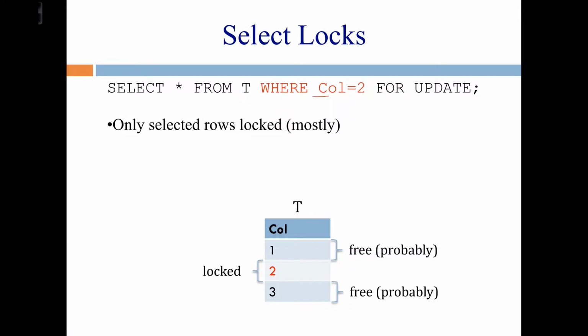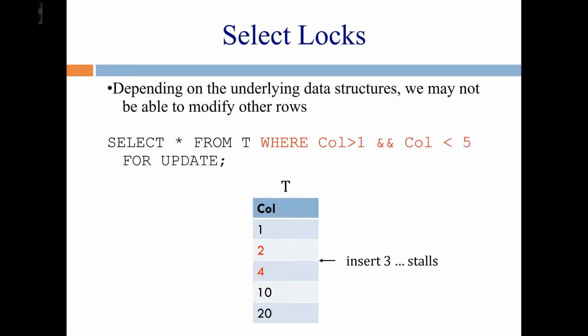So the way this works is, let's say I have this table with 3 rows and I select everything where the value equals 2. So it's going to lock that row and the other ones are free, except I say they are probably free. And the reason for that is it's not technically actually locking rows. The way it works is it's going to lock the underlying data structure that contains those rows.